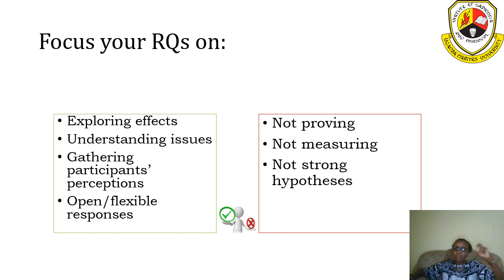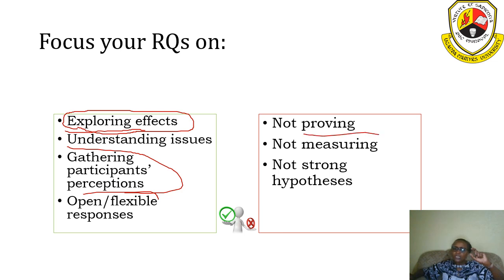Again, these are just some things for you to weigh as you're developing your research questions. Exploring effects, that is okay. For you to try and explore effects of something, that is okay. To understand issues, gathering participants' perception, being open and flexible. If you're trying to prove anything or to measure, or when you find yourself with a hypothesis, then you're going completely off the mark.